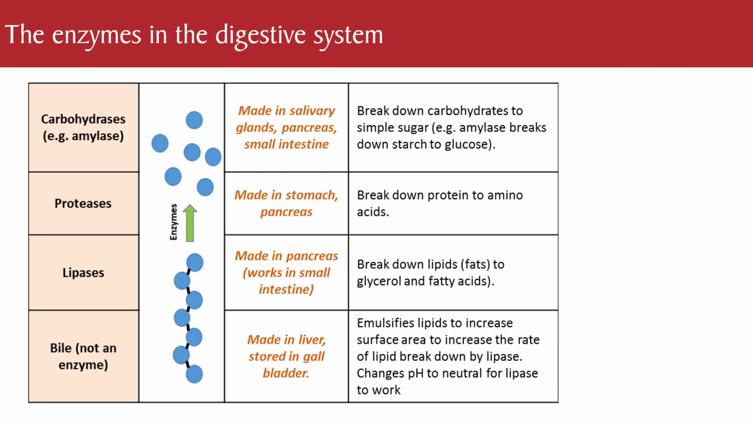Now, even though I've talked about it already a little bit, this is then the enzymes in the digestive system. Carbohydrases, like amylase, are made in the salivary gland, the pancreas and the small intestine. What they do is break down carbohydrates to simple sugars, particularly glucose. So they're taking big molecules and making them into small molecules so they can be more easily digested. Proteases, which is pepsin in the stomach, and the pancreas, break down proteins into amino acids.